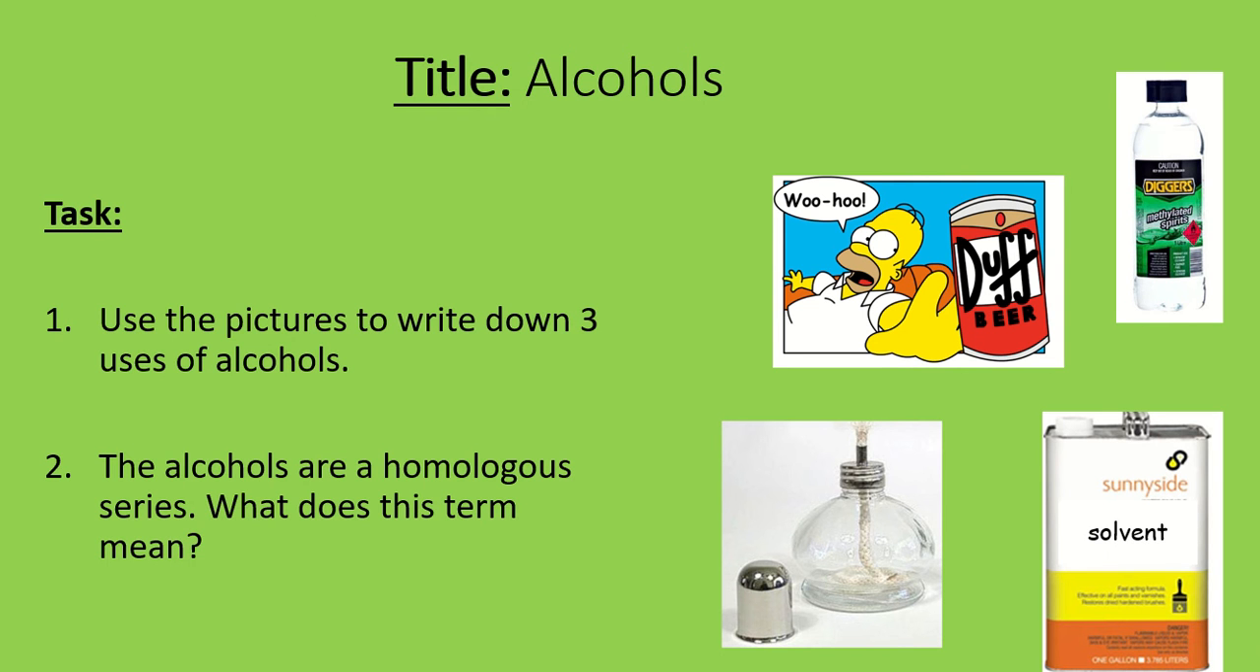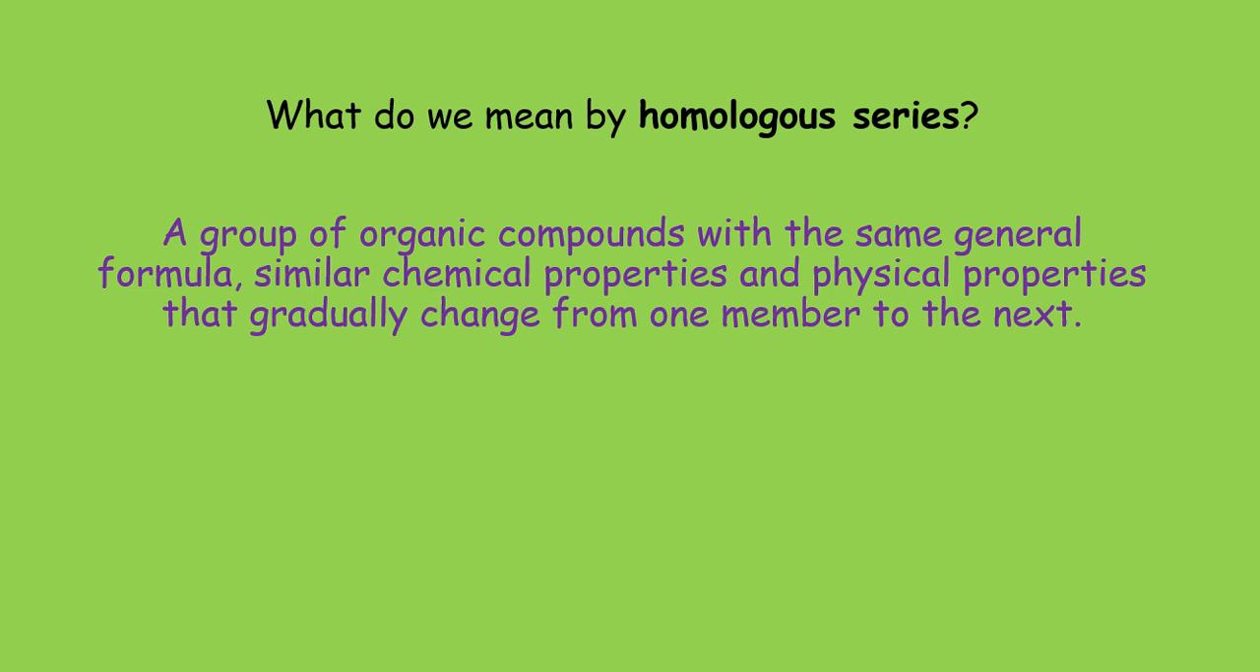And hopefully you all managed to remember what a homologous series is. So it is a group of organic compounds with the same general formula, similar chemical properties, and physical properties that gradually change from one member to the next. So let's just break that down.